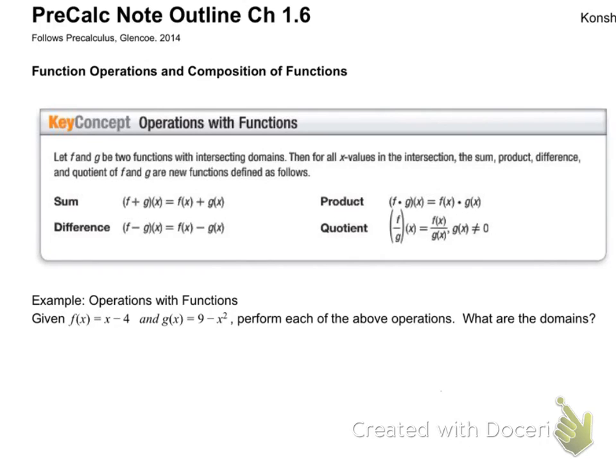So, part A is the sum. When does f of x plus g of x? Okay, so now when I do this, guys, I am actually taking f of x out and replacing it with its value. Don't think of value as a number, but what is equal to f of x? x minus 4.